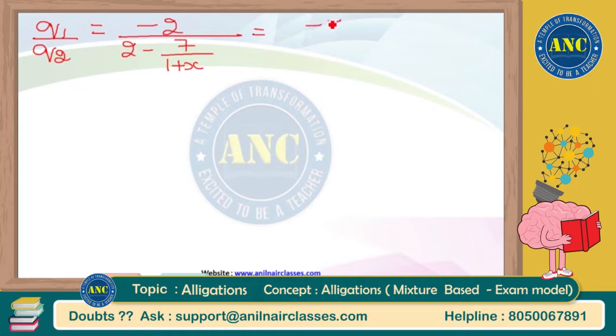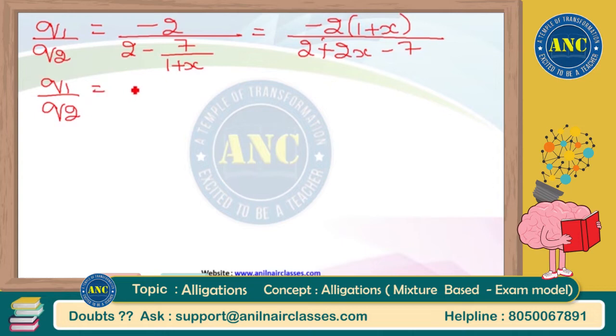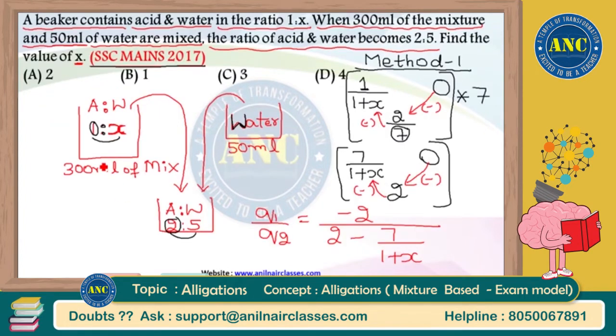This becomes minus 2 divided by this 1 plus x in the denominator. When I take LCM, it comes to the numerator. 2 into 1 plus x, it is 2 plus 2x minus 7. So q1 by q2 becomes minus 2 into 1 plus x divided by 2 minus 7, it is minus 5 plus 2x. But can I also say that 300 ml of mixture from vessel 1 is taken, 50 ml of water from vessel 2 is taken, and they are mixed?